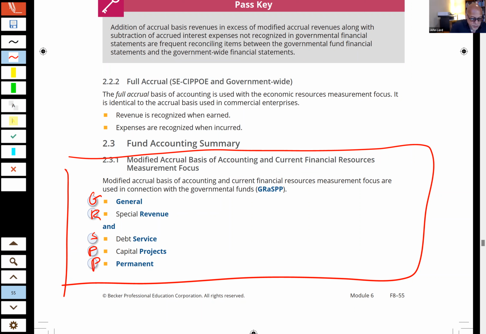What I like about this particular presentation is it tells you the category of funds. This is the governmental funds. It tells you that they use what? That they use the modified accrual basis of accounting, current financial resources measurement focus. They give you the mnemonic, and then of course they give you the details of the names of the funds. So that's a very efficient flashcard for you. Got a lot of useful information, going to give you 4 or 5 points right there on the exam.